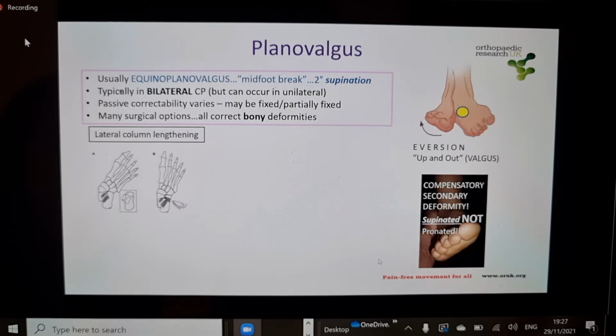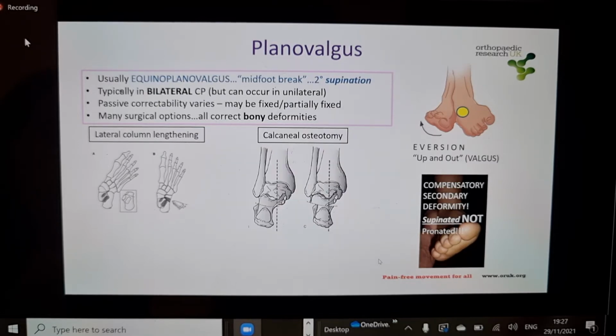So one technique, just to run you through them quickly, lateral column lengthening involves, exactly as it says, lengthening the lateral side of the foot by a calcaneal osteotomy to essentially cover the talar head again, which is a really elegant way of dealing with the primary problem. You may also come across calcaneal osteotomy, which is technically simpler to do, but if you think about it, it's not really addressing all of the problems. It's certainly not addressing the uncovered talar head.